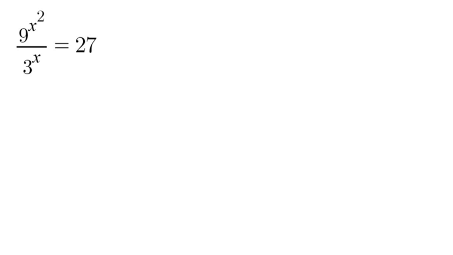Welcome to another video. In this video we are solving another Olympiad math problem, and what we have here is 9 to the power of x squared over 3 to the power of x is equal to 27.